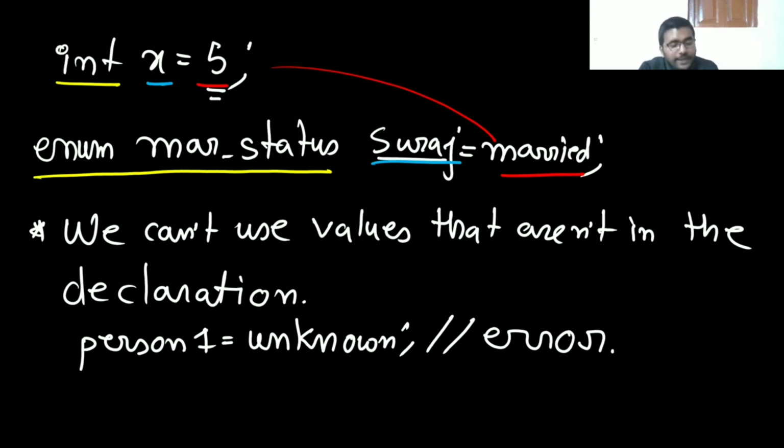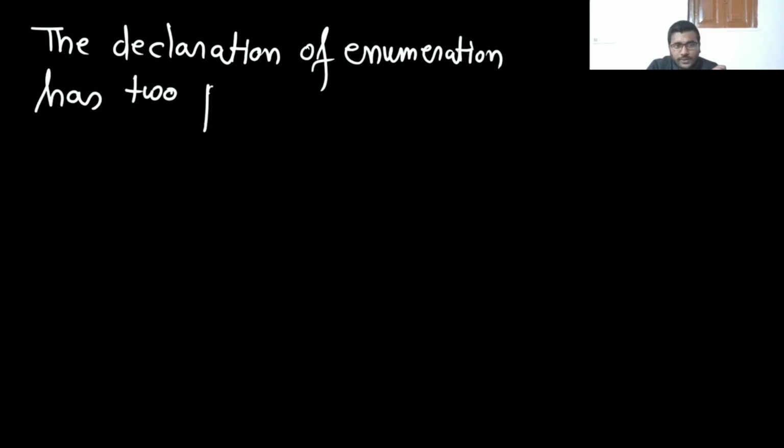So the compiler treats the variables and the enumerators. So let me write. Enumeration has two things, okay. So the declaration of enumeration has two parts.